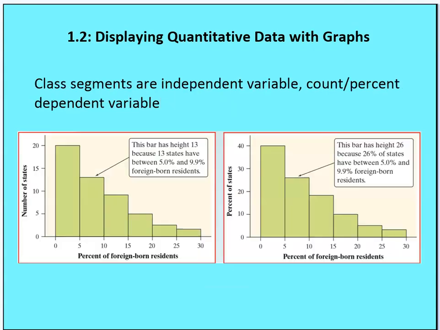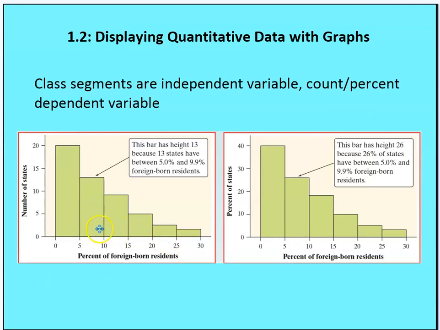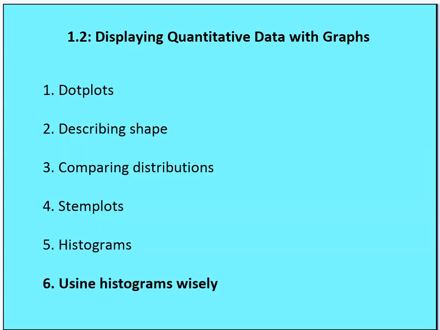And then I can use my histogram to represent this. So percent of foreign-born citizens, first in terms of count, and then in terms of percent. So you can represent this either way. So this is one way to use a histogram. All right, so moving quickly on, so just a brief overview of histograms and how you might organize data in order to represent them. I want to talk about using histograms wisely.